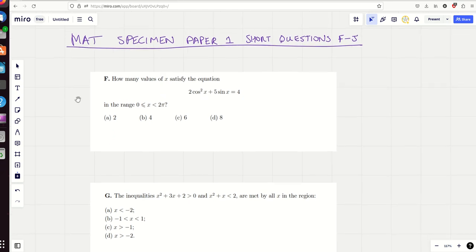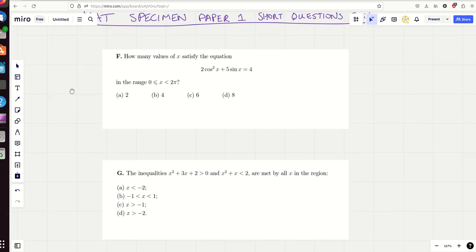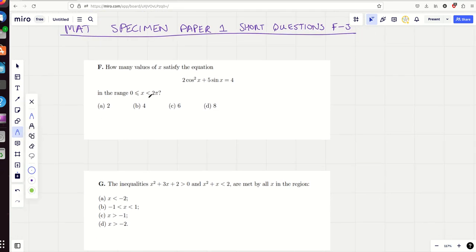Okay, so another video on MAT Specimen Paper 1. I thought I'd get the last five questions of the short questions done. Remember, these specimen papers are slightly easier, really, than the real thing. I mean, this would not be out of place on an old AS C2 paper. In fact, they'd normally just ask you to solve it. So without further ado, let's solve it.